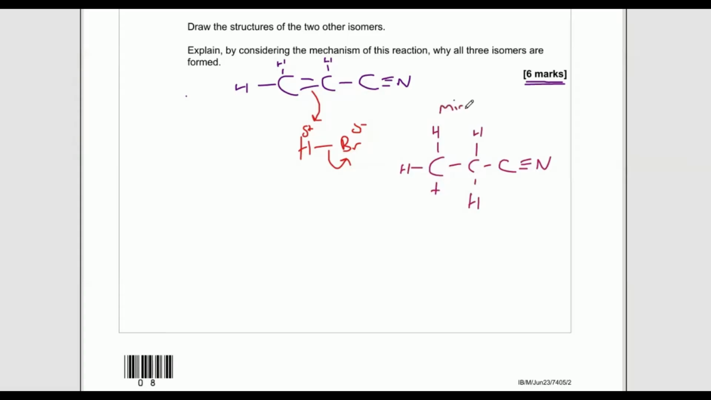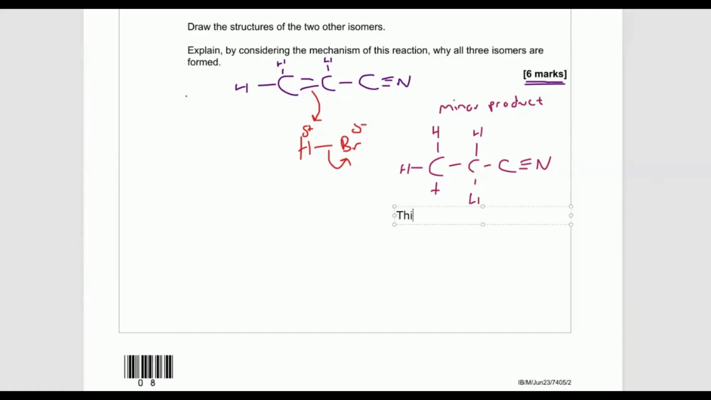And this is the intermediate that forms when the hydrogen from the hydrogen bromide joins on. And this is the intermediate which is created in the formation of the minor product. And the minor product is going to be 3-bromopropanenitrile, the one we drew above. That's the minor product. So this carbocation, where you see the positive charge on the first carbon, is a less stable formation.